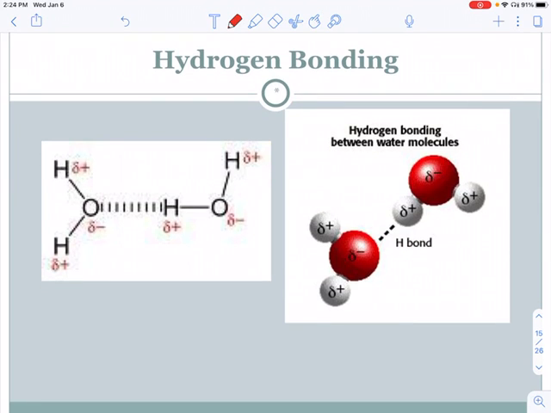So this is showing what I just drew. Our hydrogens being attracted to our oxygens in a hydrogen bond, which is shown there and shown there.